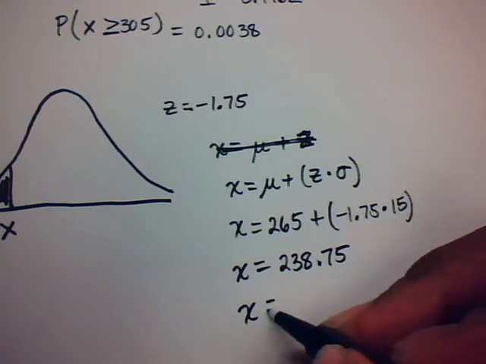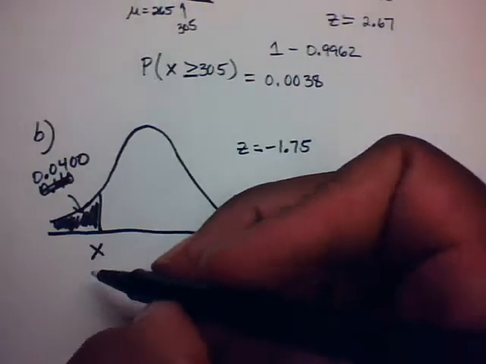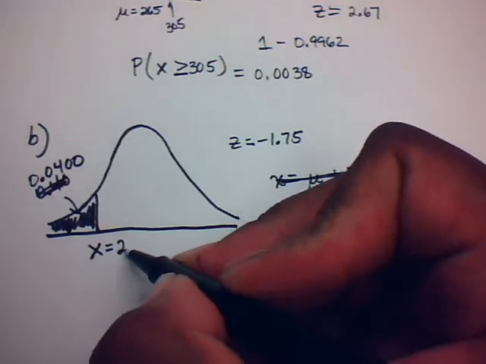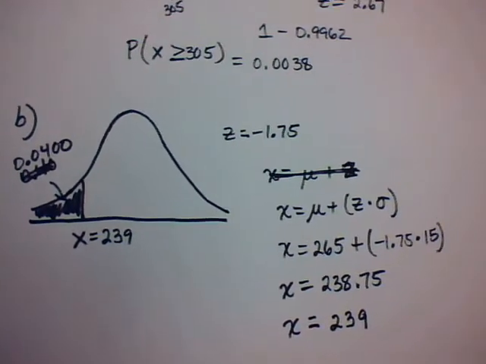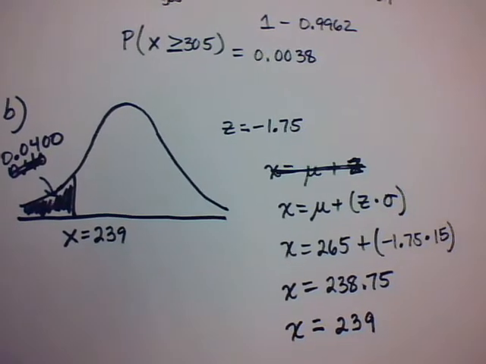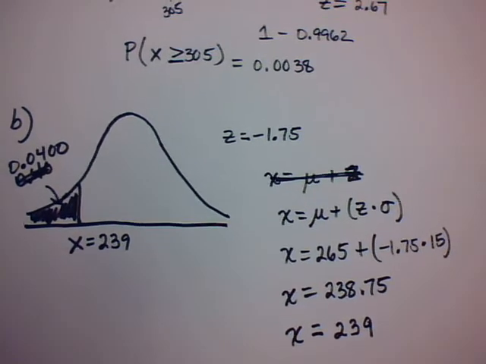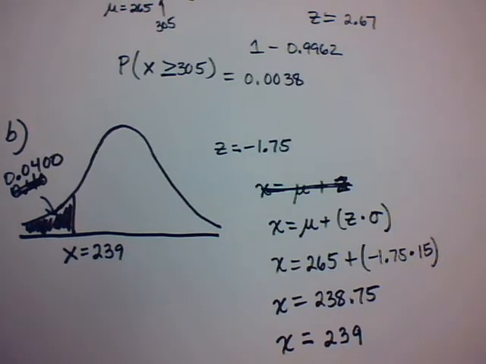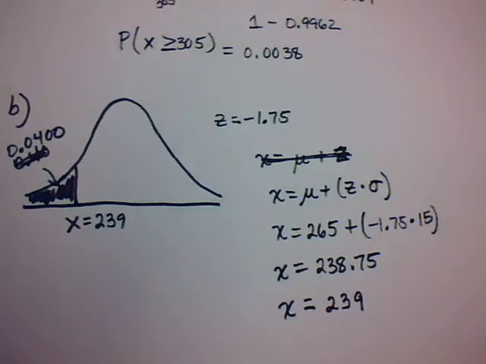And 238.75, we're going to round it out to 239. So our x in this case is 239. So those babies that are born less than 239 days, which represents the lowest 4%, then that means that baby was born premature.